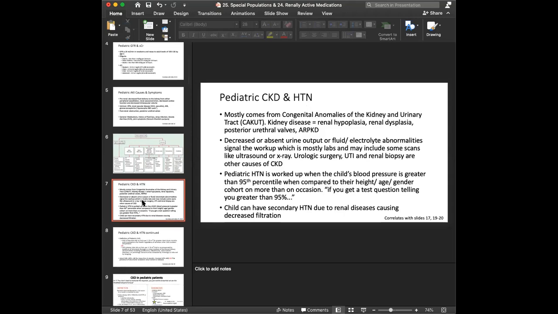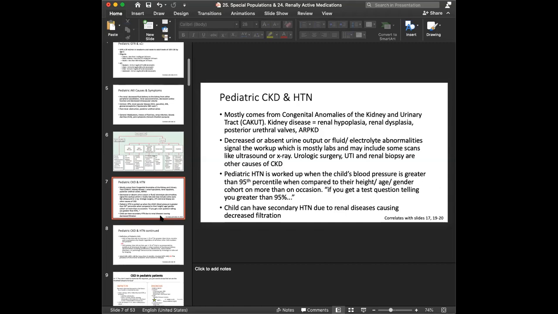Pediatric hypertension is going to be worked up, since it's not common to have hypertension in children. It's going to be worked up if it's greater than the 95th percentile compared to their height, age, and gender. You wouldn't have to calculate it, but if a test question said it's greater than the 95th percentile, then you know they've got pediatric hypertension.